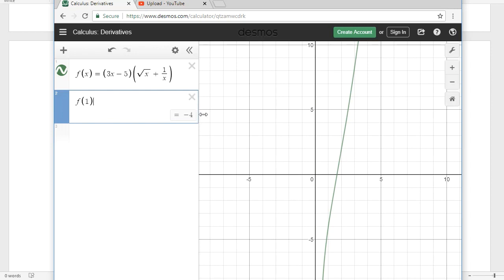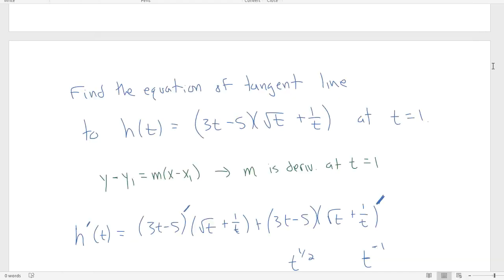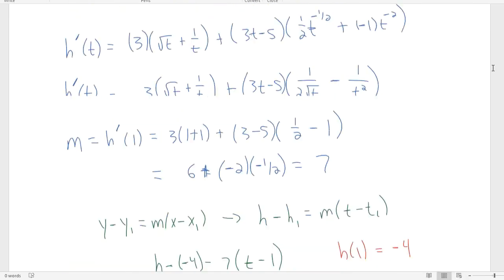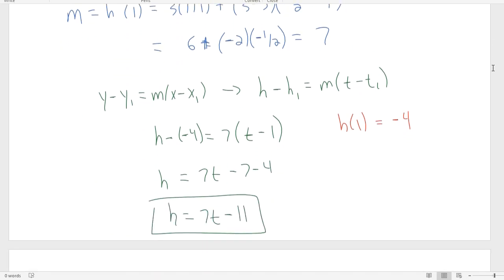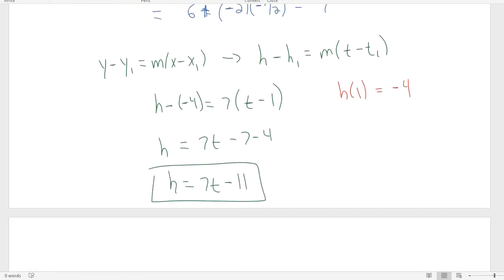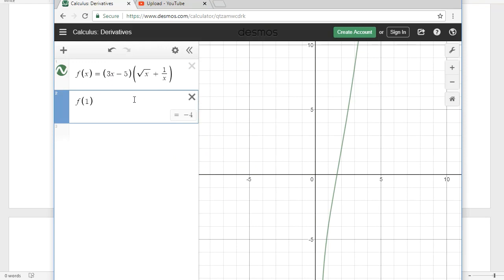All right, now what I'm going to do is graph my tangent line. Let me scroll back down. My tangent line was 7t minus 11. So let me bring Desmos back up, and let me delete that. I'm going to do h of x equals 7x minus 11. And we can see it looks like we're tangent to the graph, and it's at t equals 1, where we're supposed to be tangent.